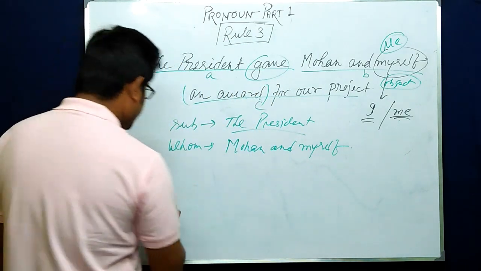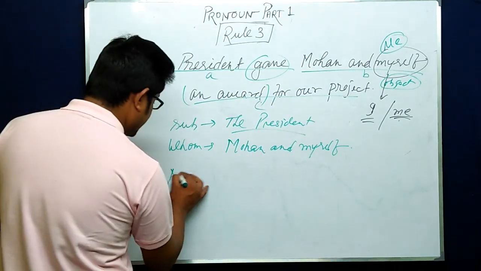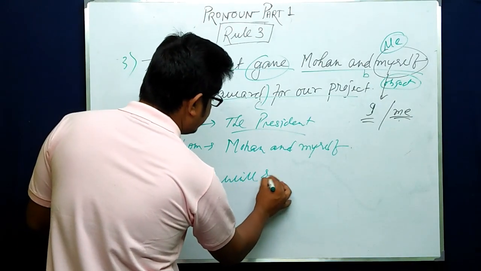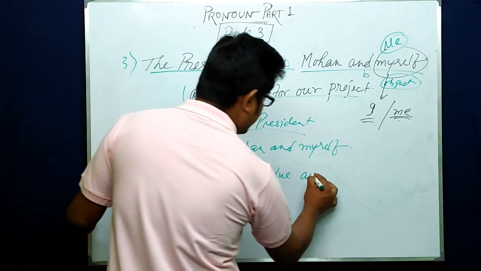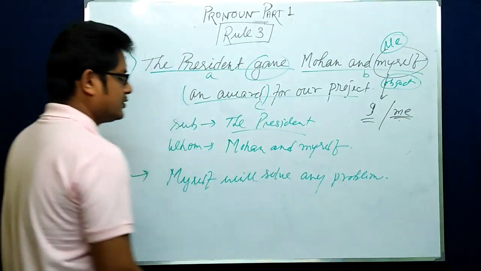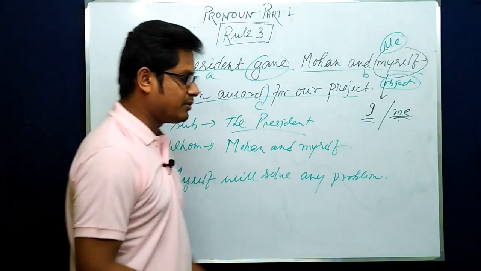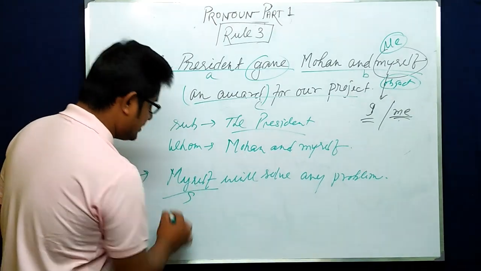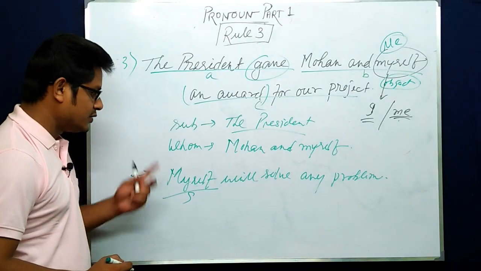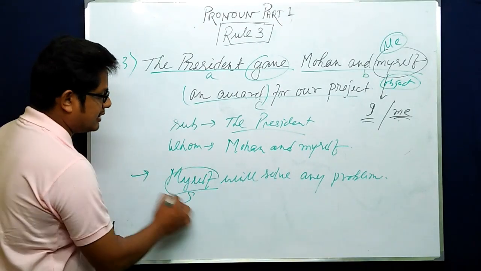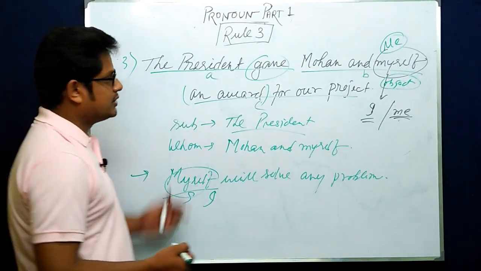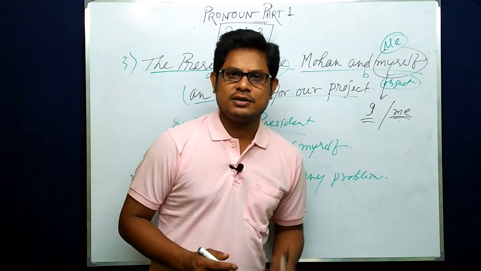Let me give you another example. Sometimes we write in this way. See, myself will solve any problem, right? If you say it this way, myself will solve any problem, then myself is the subject, and as I said, a reflexive pronoun cannot be used as subject, so you cannot use myself will. You have to use I will or I shall, right? So this is all about rule number 3. So let's see rule number 4.